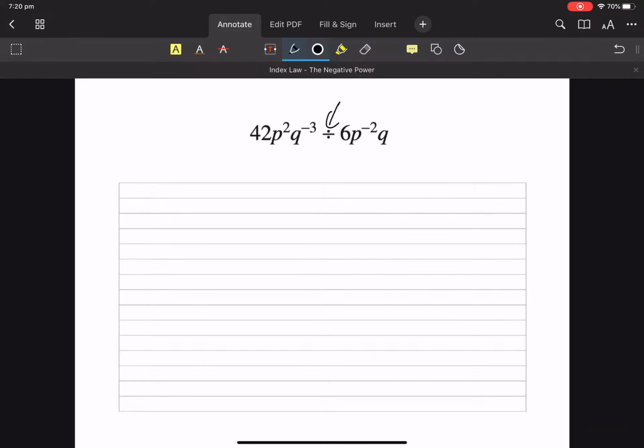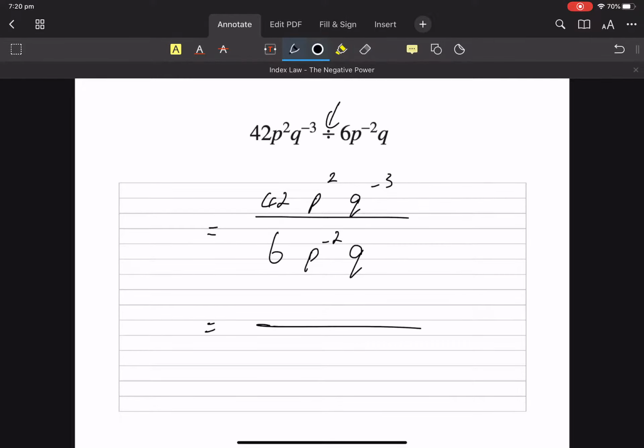Divided by sign. Don't like it. 42p squared q to the minus 3 divided by 6. Right. The numbers are easy. 42 and 6. Clearly that just goes to a 7.